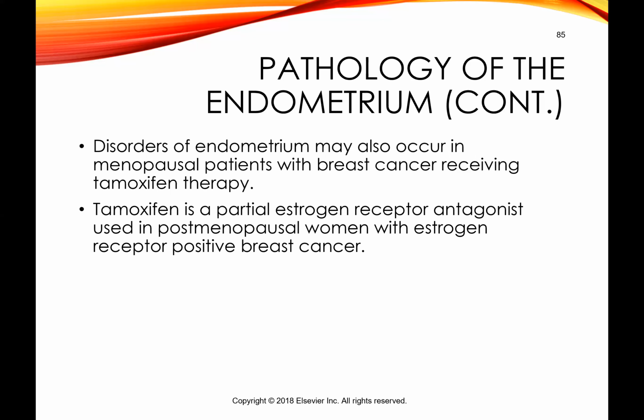Disorders of the endometrium may also occur in menopausal patients with breast cancer receiving tamoxifen therapy. Now, tamoxifen is a drug that helps patients with breast cancer, but it can make the endometrium extra thick and hyperplastic with little cyst areas, and usually that occurs because of the hormones that tamoxifen creates.